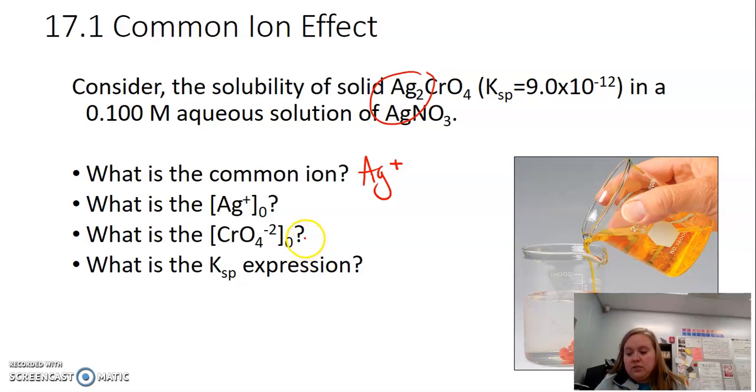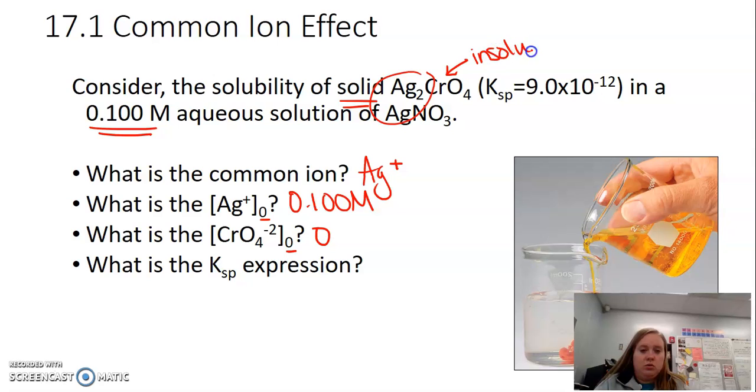The initial concentration of silver ions is just going to be from the aqueous solution, so just 0.1 molar. The reason why we are not considering silver chromate is because it is a solid, so there are not going to be any ions. So we're just looking at the aqueous solution. And what is the initial? Remember, if you see this little 0 after the concentration brackets, that means initial. So what is the initial concentration of chromate? Well, that's going to be 0 because that chromate comes from the insoluble, or the solid compound. What is the KSP expression?